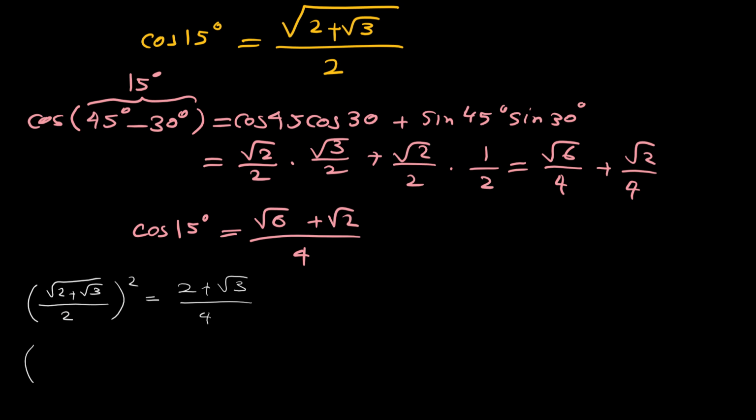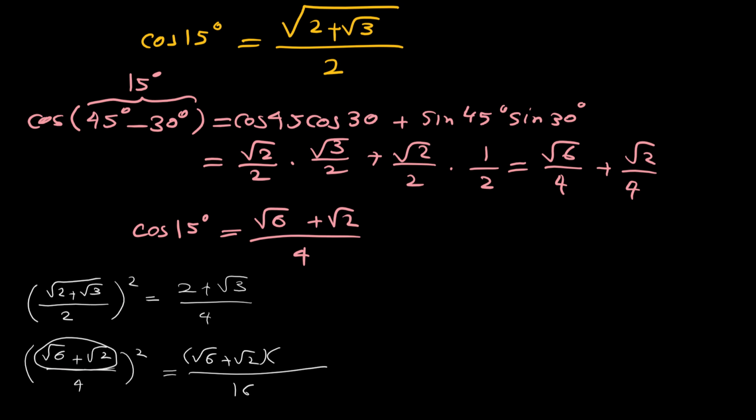For the other one, radical 6 plus radical 2 all over 4 to the power of 2. 4 to the 2 is 16. For raising this to the 2, you can write it this way, radical 6 plus radical 2 times radical 6 plus radical 2, or you can use the identity for this. But if you don't know the identity, you can do it this way, which of course takes more time. So it's better to learn these elementary identities.